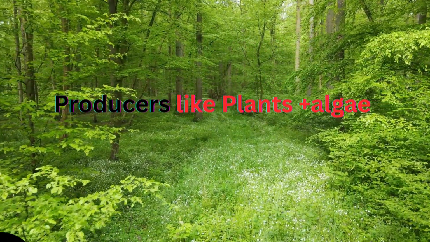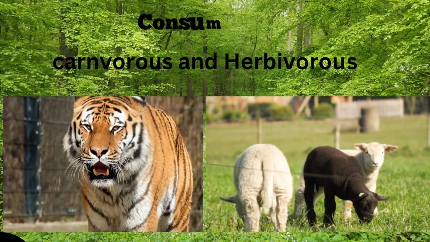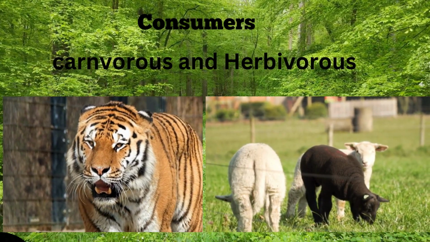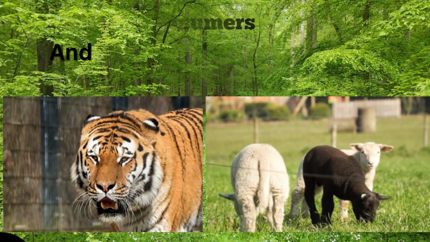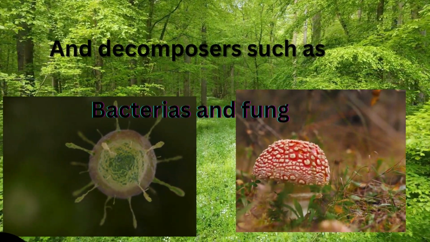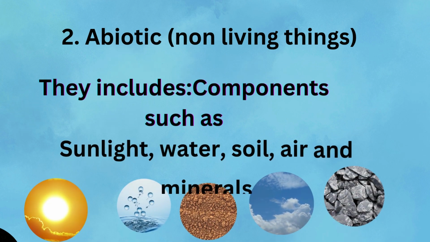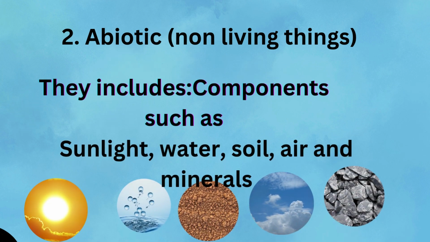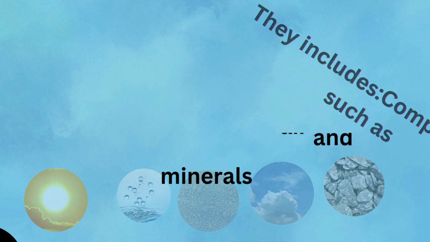Biotic components can also include consumers. Consumers can be carnivorous or herbivorous. They can also include decomposers such as bacteria and fungi. The second component of ecosystem is abiotic or non-living things. They include components such as sunlight, water, soil, air, and minerals.